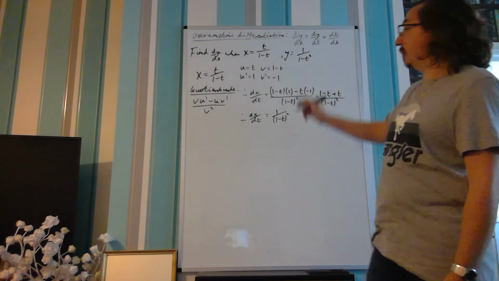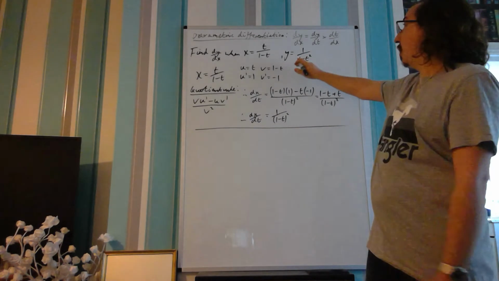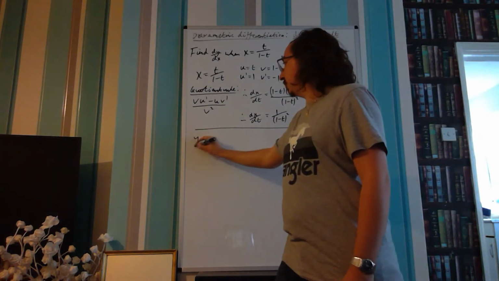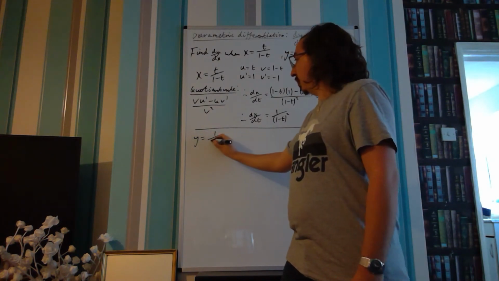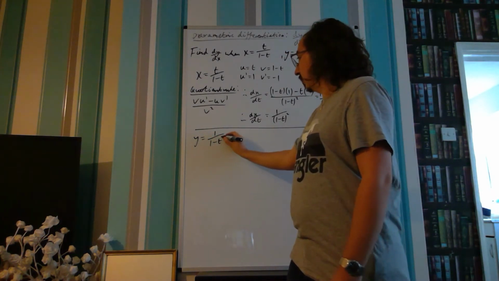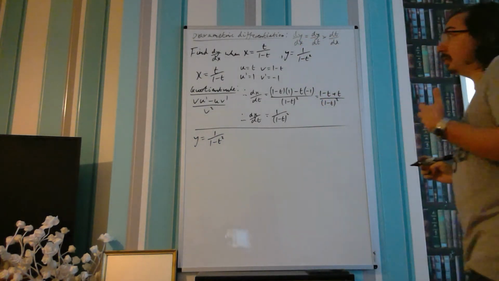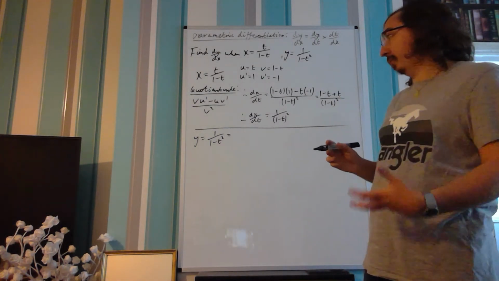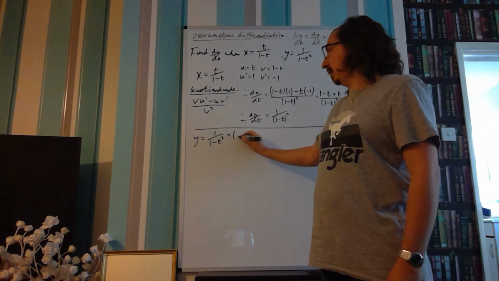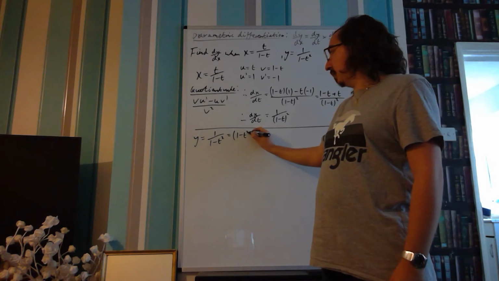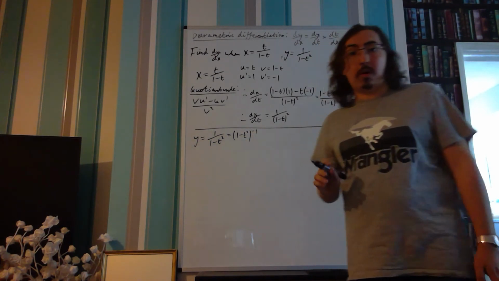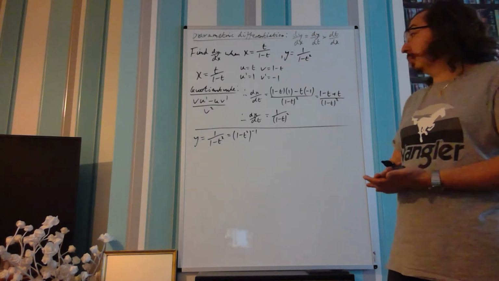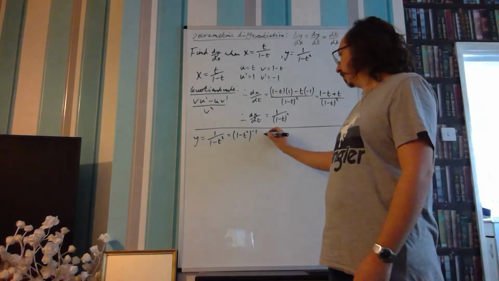We now need to do something similar for dy by dt. So if we look at our expression, y equals 1 over 1 minus t squared. And for this one, let's go with a slightly different rule, so we've practiced it. Let's rewrite this as 1 minus t squared to the minus 1. And if we write it in that form, well, what can we then use? We can use the chain rule.